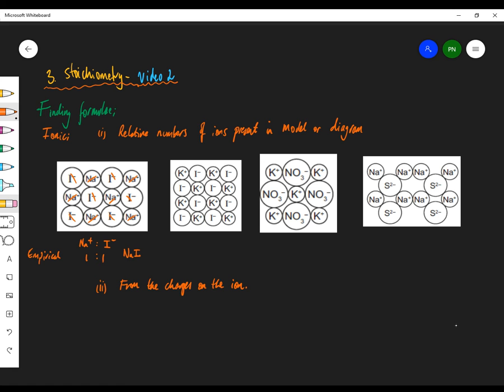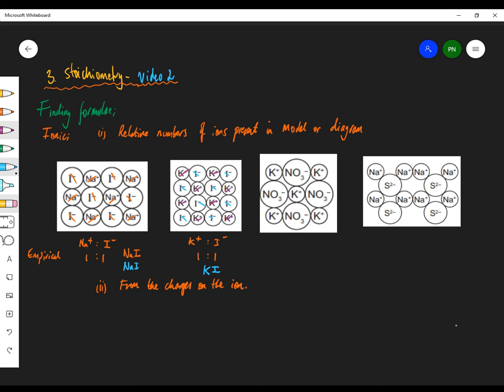Potassium iodide, well, that's also potassium ions to iodide ions. It's going to be 1-to-1, so potassium iodide is going to be KI, 1-to-1. Sodium iodide, potassium iodide. Let's check. Potassium ions, 1, 2, 3, 4, 5, 6, 7, 8. Iodide ions, 1, 2, 3, 4, 5, 6, 7, 8. So it's 1-to-1, so it's KI.